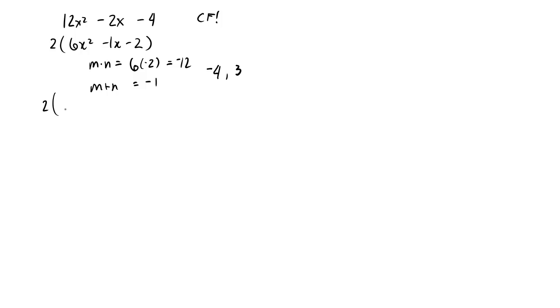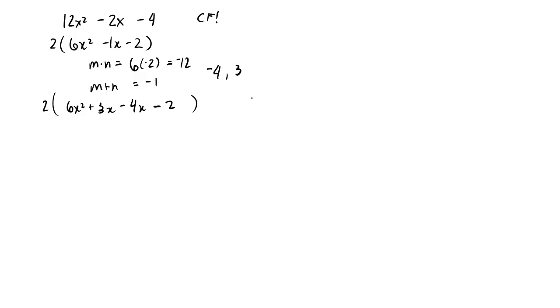We got to keep the 2 there, but we don't have to do much with it right now. So we could do 6x squared plus 3x minus 4x minus 2. That's one way to do it. So instead of doing negative 1x, I'm doing 3x minus 4.